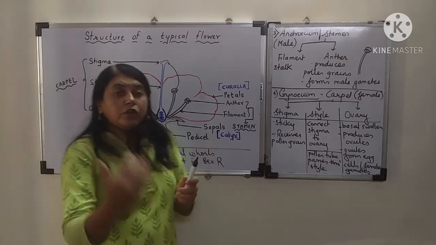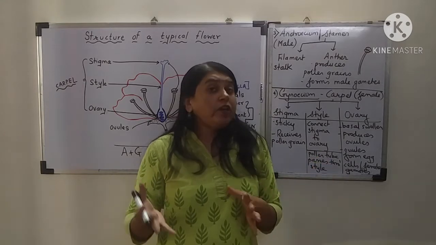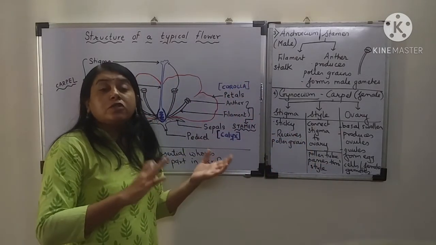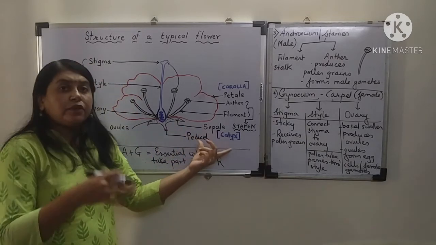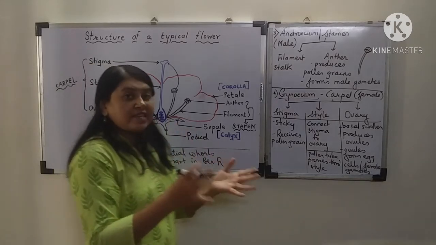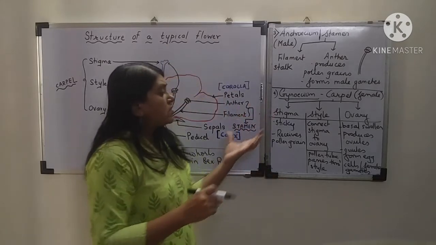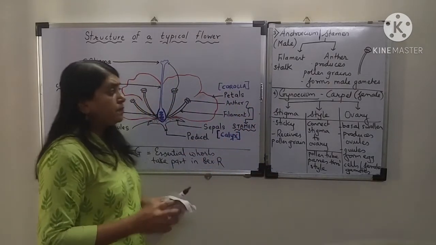Now, in the concluding part of the answer, you will say that not all flowers have both androecium and gynoecium. So what are the terms used for that? Like we used pedicellate for flowers having a pedicel, and sessile for flowers not having a pedicel. Likewise, we'll use some more terms for these flowers. So what are they called? Let us see that.